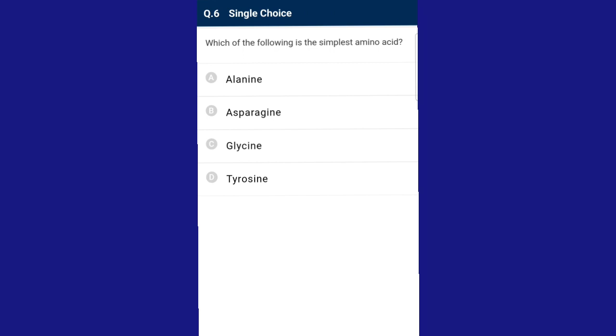Question number 6. Which of the following is the simplest amino acid? The simplest amino acid is glycine. It has one amino group, one carboxylic group, one hydrogen, and another hydrogen in the place of the R group. So the answer is option C, glycine.